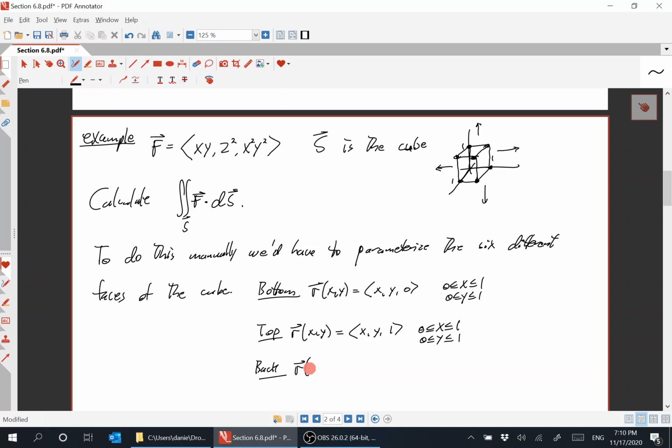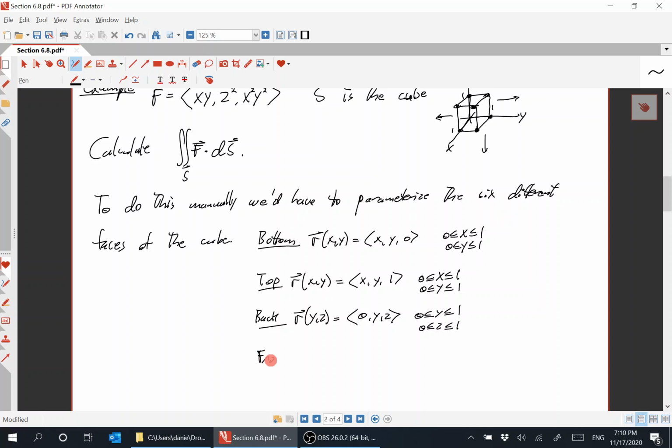So the back face is r(y, z), which is x is 0, y is y, z is z, with 0 less than or equal to y less than or equal to 1, and 0 less than or equal to z less than or equal to 1.